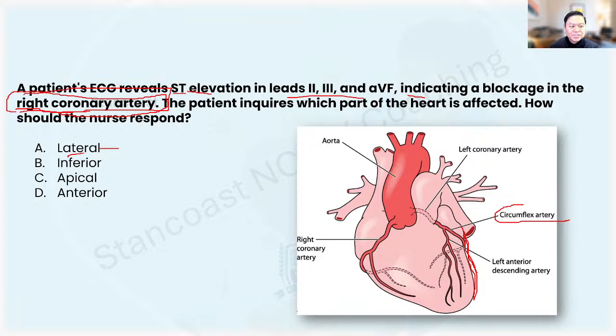If you had answered letter B, let's find out. Why is that going to be the correct answer? Well, when we are talking about the inferior coronary artery, this is basically that artery that supplies the lower section of the heart, specifically the right ventricle.